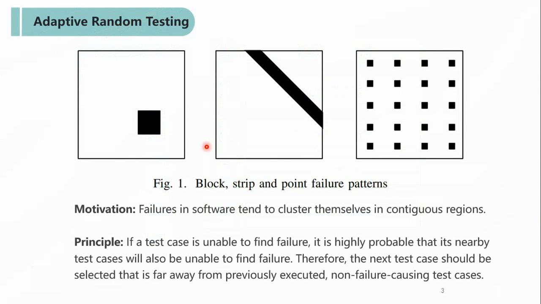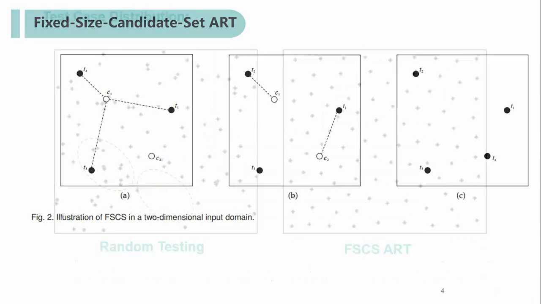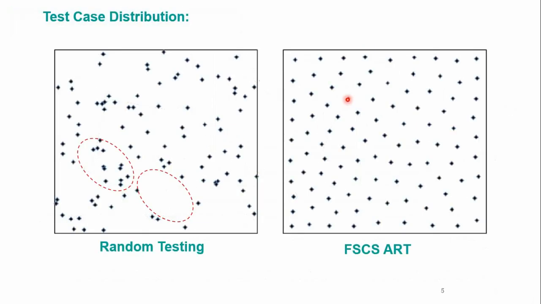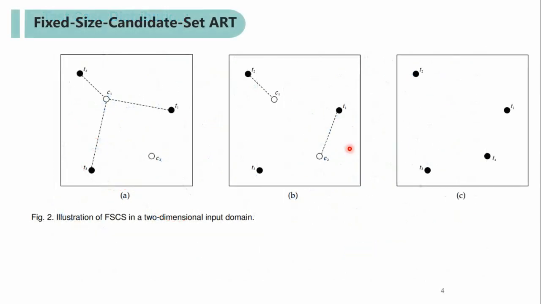failures in software tend to cluster themselves in contiguous regions. Therefore, if a test case or a combination of test cases are unable to find a fault in software, then the next test case should be selected that is far away from the previously executed non-failure causing test cases. In this way, we achieve the even spread across software input domain, and we have more chances of selecting test inputs from failure regions. So fixed size candidate set adaptive random testing is the first proposed ART strategy.